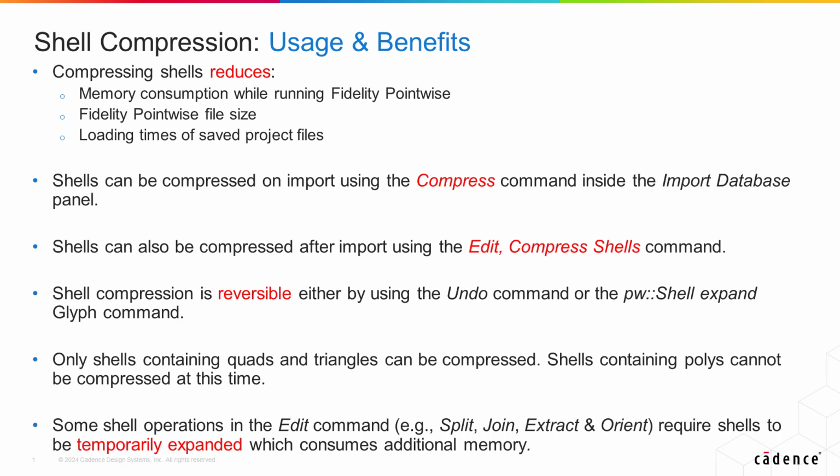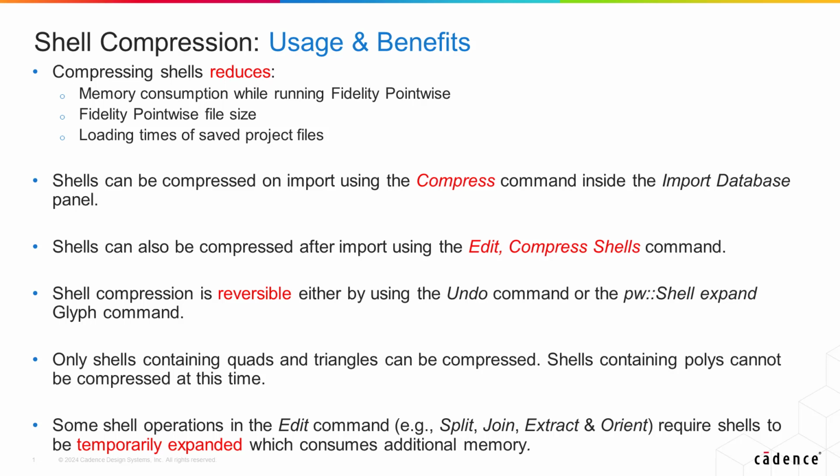Now, keep in mind that the shell compression is a reversible process. It can be reversed either using the undo command or via a glyph script using the pw::Shell expand command. Now, only shells that contain quads and triangles can be compressed. Shells containing polys cannot be compressed at this time.